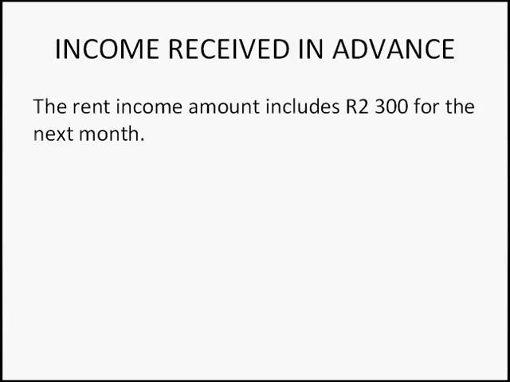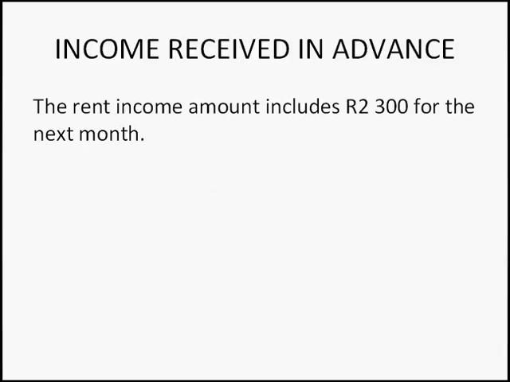Typically, for example, this would be rent that is paid on the last day of the month for the following month. So an example of a transaction would be: the rent income amount includes 2,300 rand for the next month, and that next month falls into the next financial period. So I wasn't supposed to have received the income already. It belongs in the next financial year, and I have to take it out of the books for this year because the matching principle states that I can only show income that was due to me for this financial period.